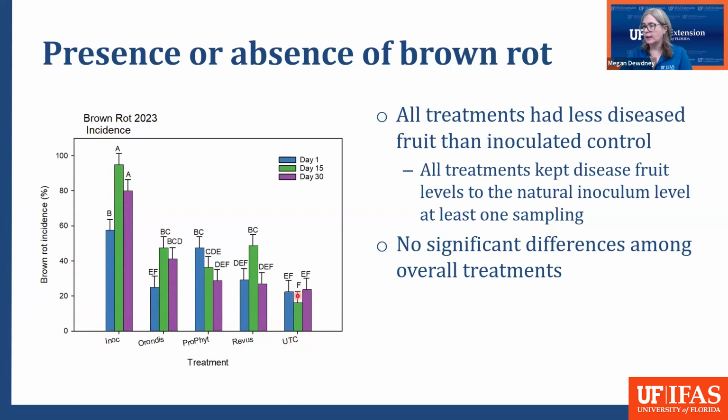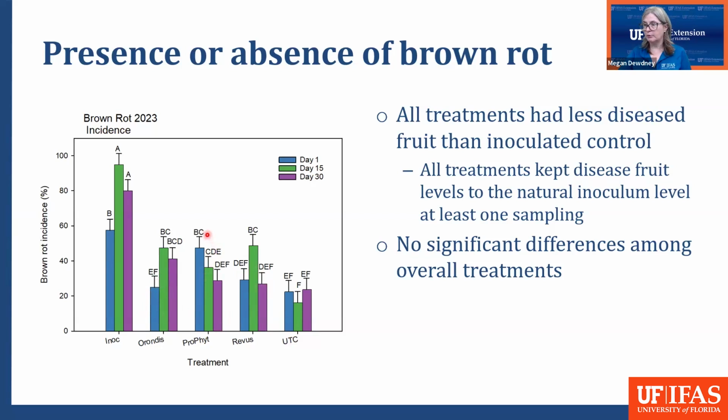And then here's our uninoculated control. So this is our untreated control. And you can see that the basal rate of brown rot in this grove was about 20%, which is pretty high. So everything worked better than the untreated control for our products. So that was Orondis Ultra. Sorry, I forgot to put the Ultra on there. Prophyte and Revis. And then you see that all of the dates.